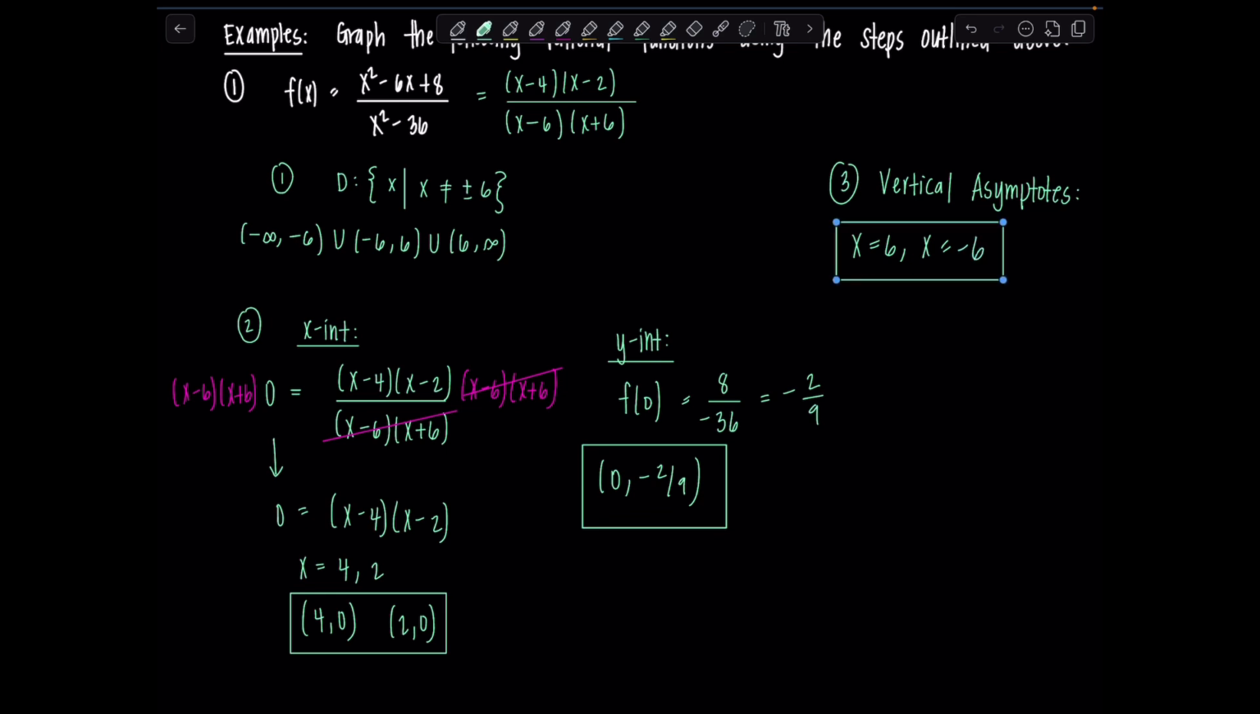Do you see now why I didn't want you writing this as x equals 4 and 2 and leaving it that way? Because then it would be misleading. Which ones are your asymptotes? Which ones are your x-intercepts? So write your intercepts as ordered pairs.